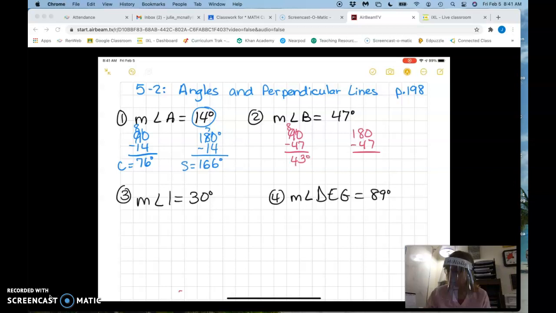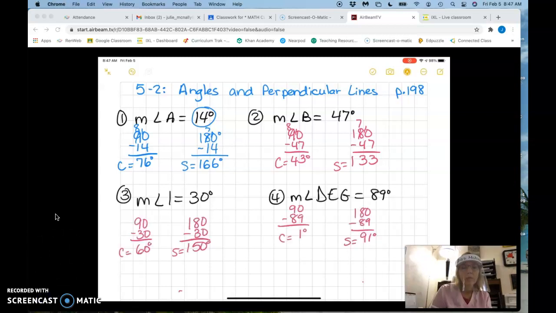Okay, so then to do the next one, same thing. I'm just regrouping here. So the supplementary angle will be 133. Try the next two on your own, and then I'll be right back with the correct answers. Okay, so here are the answers to numbers 3 and 4. You just subtract from 90, subtract from 180. That gives you the complement and the supplement of each of those angles.